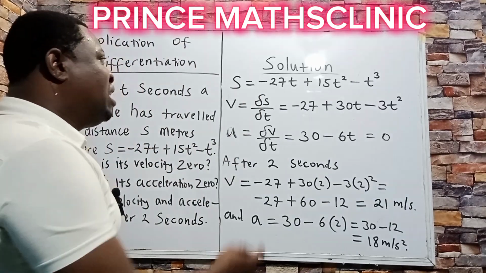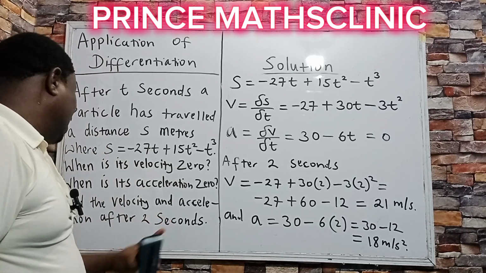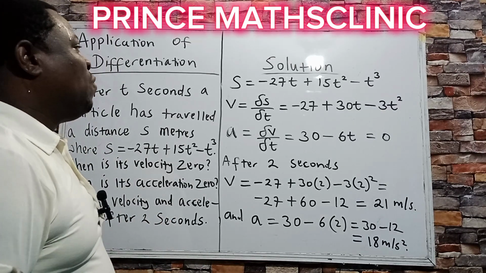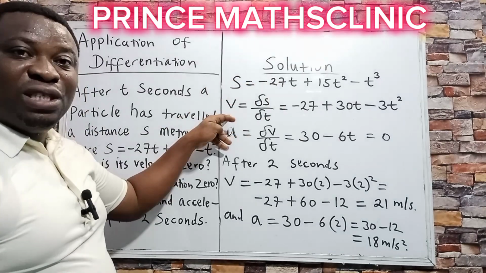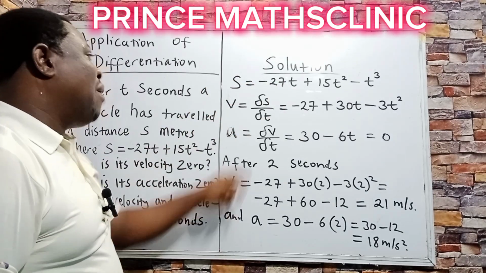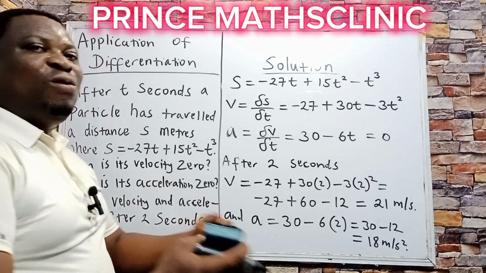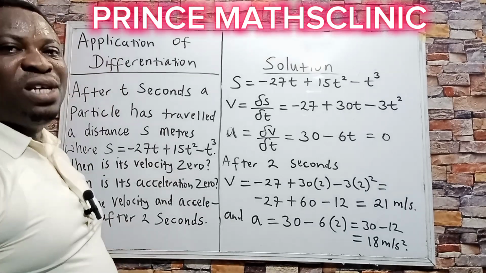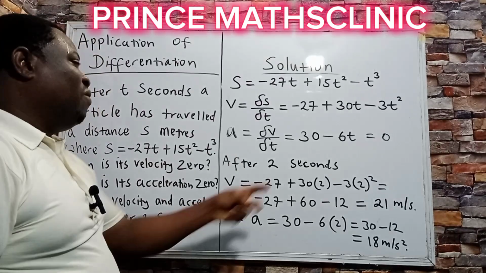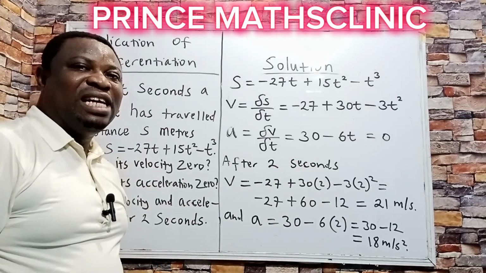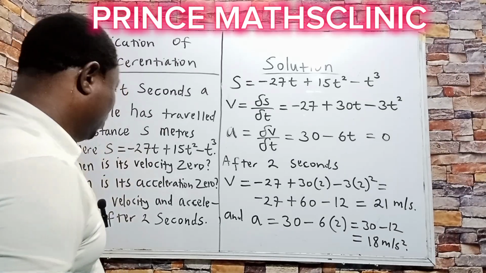Now, you can see how easy it is to find the velocity and acceleration after we've differentiated our distance with respect to time to get velocity, and differentiated our equation for velocity to give us acceleration. Then we substituted the value of 2 seconds into each of those equations to get the respective velocity and acceleration.